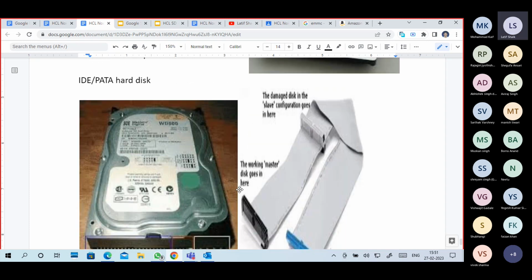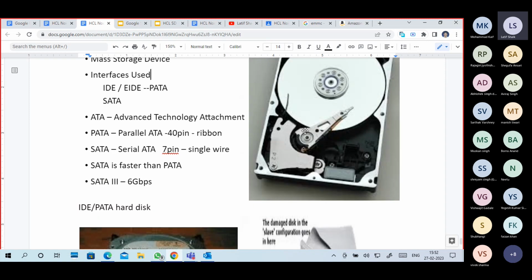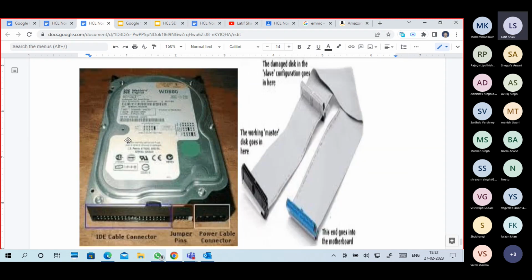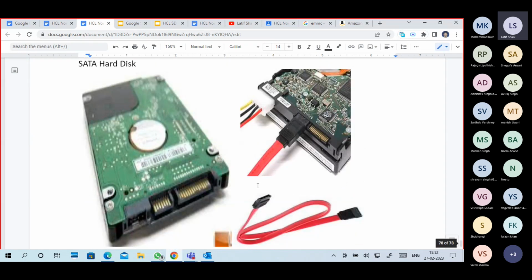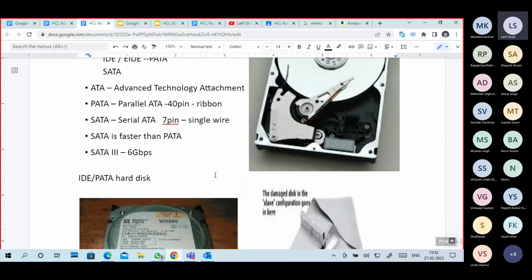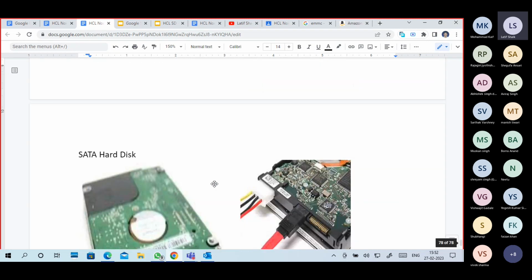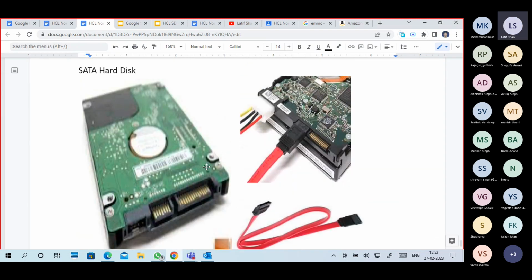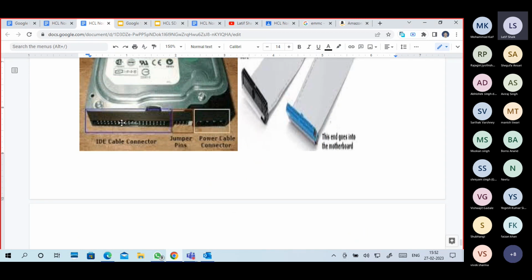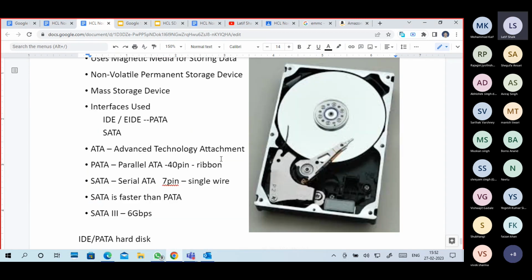Okay, so the backside of this hard disk, this is the inside part. It is one side of the layer. This is the other side of the layer. It is called a logical board. This board we call a logical board. So this board has two interfaces. This is called a SATA interface. This is called a PATA interface. Either SATA or PATA. Okay.